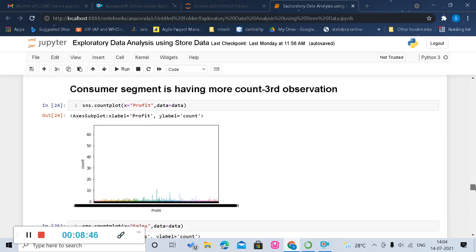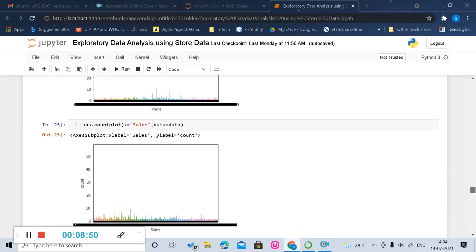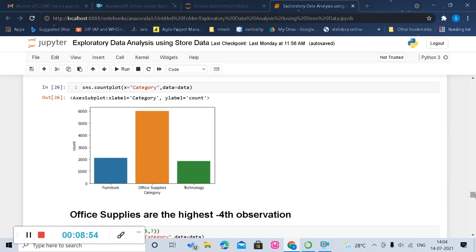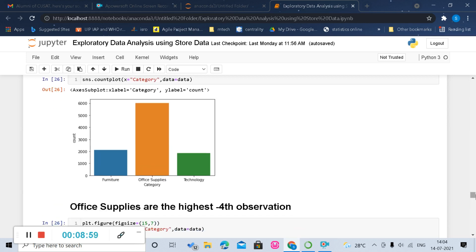Coming to the next count plot, profit is the count plot here. Next, sales. Next one, category, where we have furniture, supplies, office supplies. If you consider those 3 different categories and do the count plot of category, what I found here is that office supplies is having the highest.